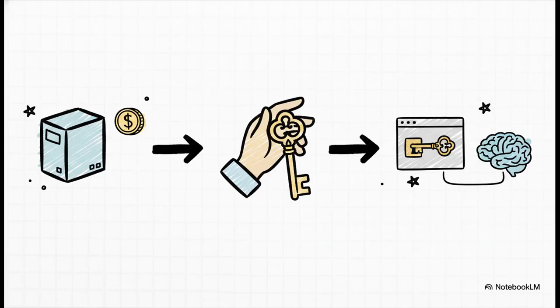And this is all possible because of what's called the Bring Your Own Key model. That's pretty simple, really. You buy the TypingMind software itself, that's a one-time thing. Then you get your own personal API key from a provider like OpenAI or Anthropic, and you just plug it in. That key is what gives you that direct line to the AI.